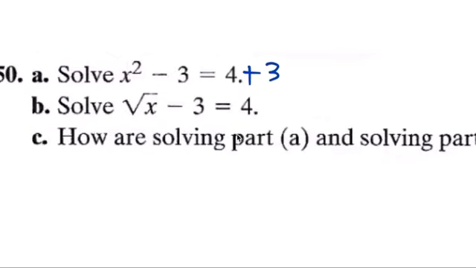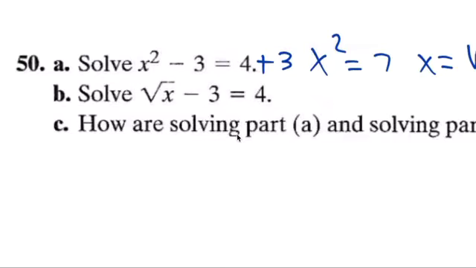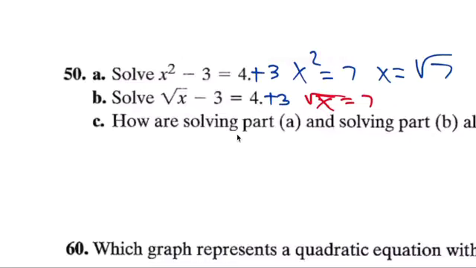x squared, x equals the square root of 7, right? This one here, add 3. X then is 49.